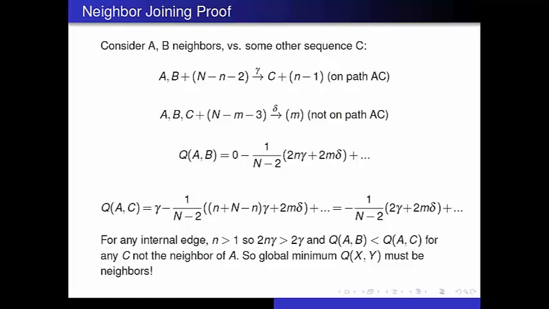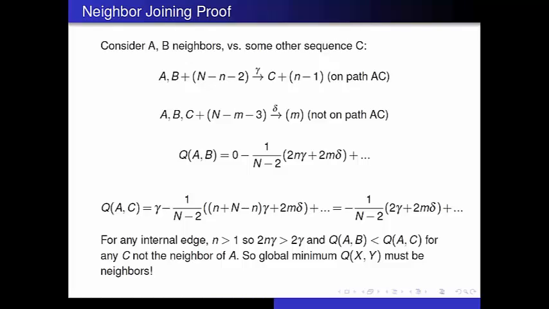Now we need to consider the case for A to C. So the crucial thing is that since gamma is on the path from A to C, it does contribute to the distance from A to C. Counts exactly once. It contributes gamma to that distance from A to C, because it's on the path from A to C. So I write down a gamma here instead of a 0.